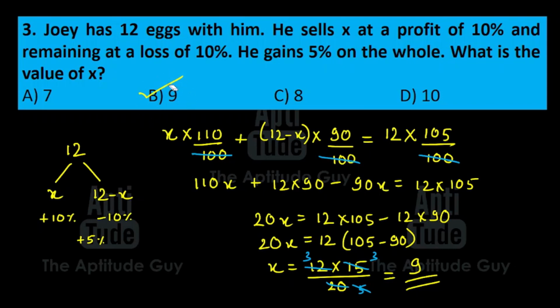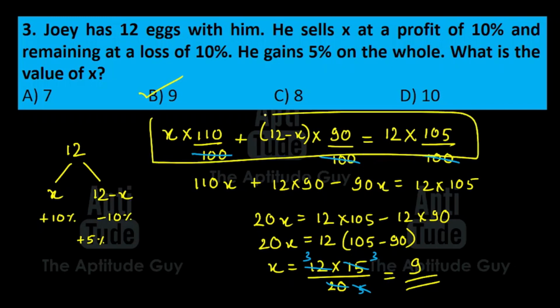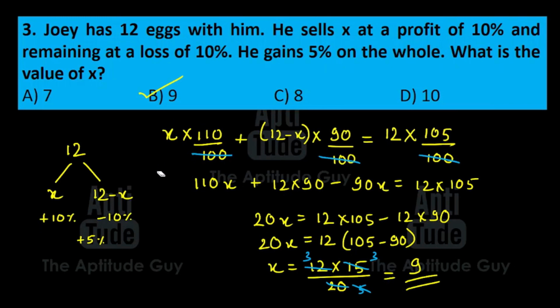So 9 eggs are being sold at a profit of 10% and the remaining 3 eggs are being sold at a loss of 10%, but still overall there is a profit of 5%. That's it. That is the question. In this question, all you have to do is focus on getting the right equation. If you get the right equation, trust me, 80% of your solution is done right there. After that is just mere calculation. That's all. Any doubts over here, any particular step that you want me to repeat, let me know in the comments. I will definitely explain it to you. Otherwise, let's move on to the next question.